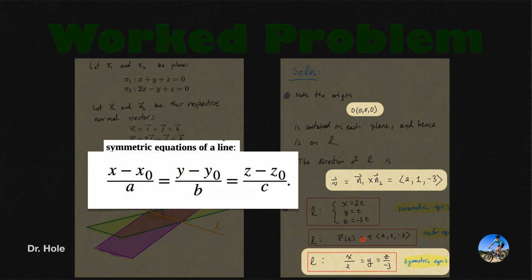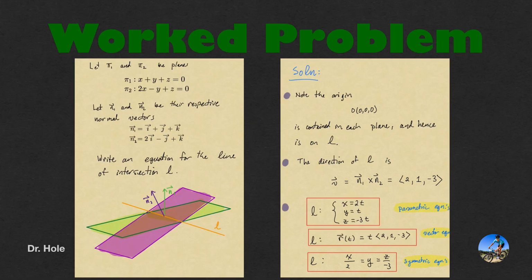And a third form is symmetric equations, and here is the form of the symmetric equations. Again, we have x naught, y naught, and z naught all set equal to 0, and for a, b, and c, we use the components of our direction vector. Excellent.